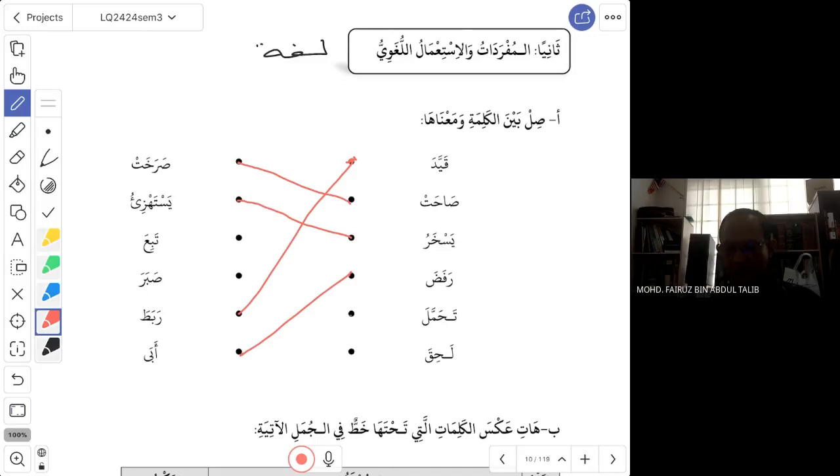Sabara, صبر. These two are not synonyms actually, but they are used together. Tahammala wa sabara. So they are patient and they endure all this torture. Tahammala.